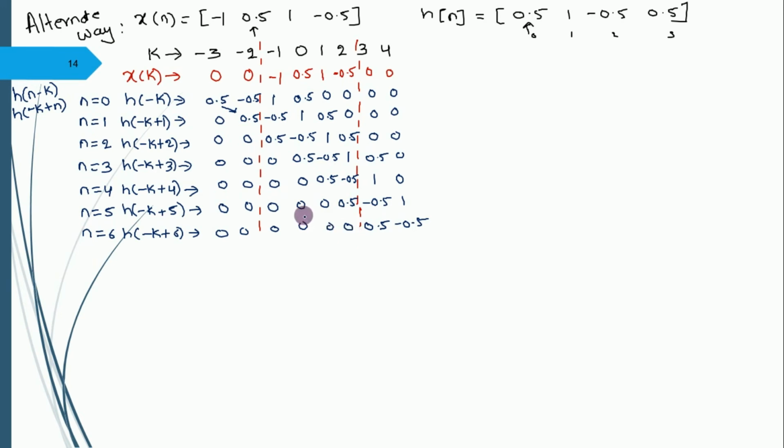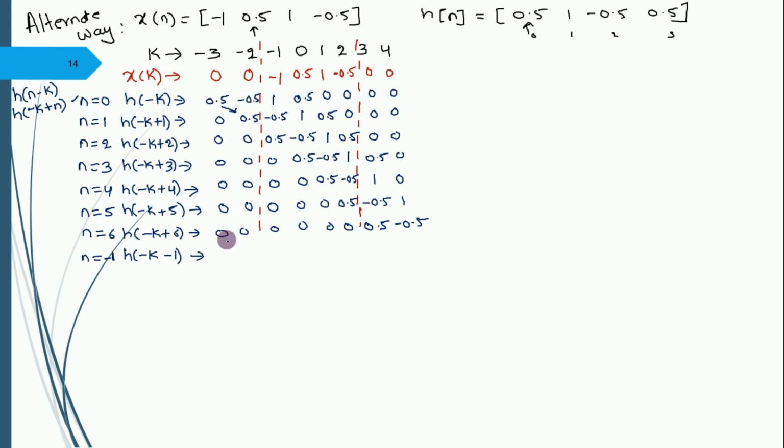Similarly, we need to shift left now. Take h of minus k, this one, shift it to the left. So to shift it left, n is equal to minus 1. H of minus k minus 1. Where is h of minus k? Find it. Here, shift it onto the left one time.